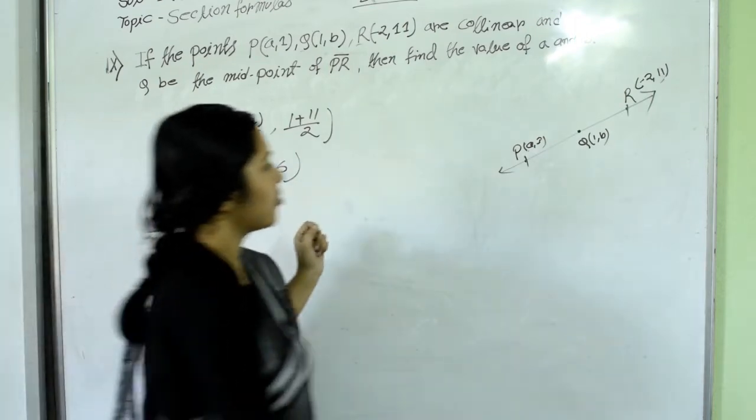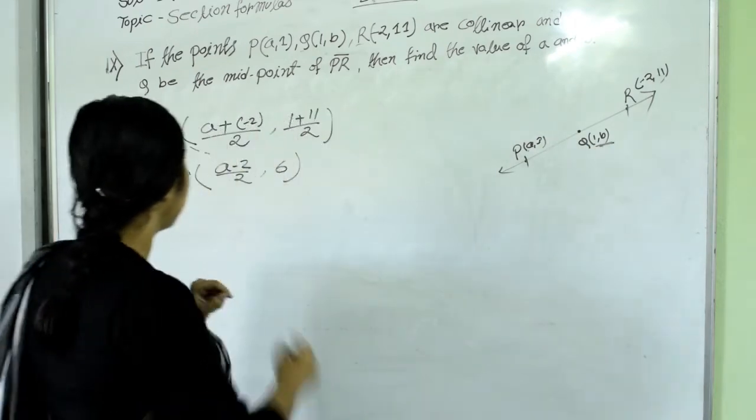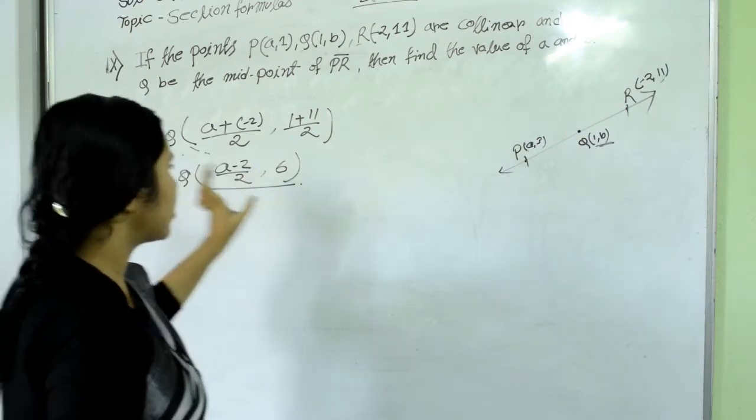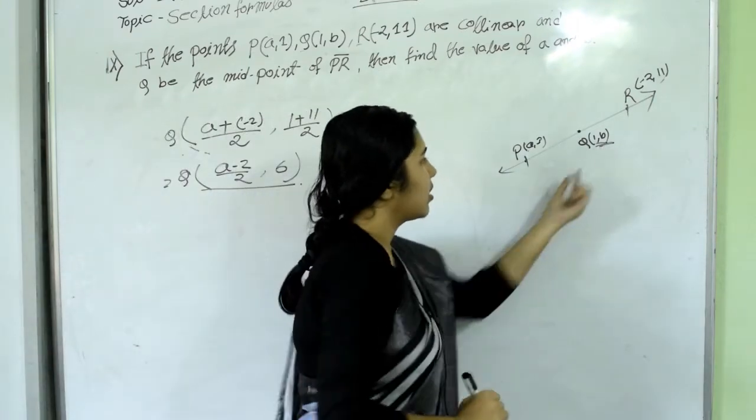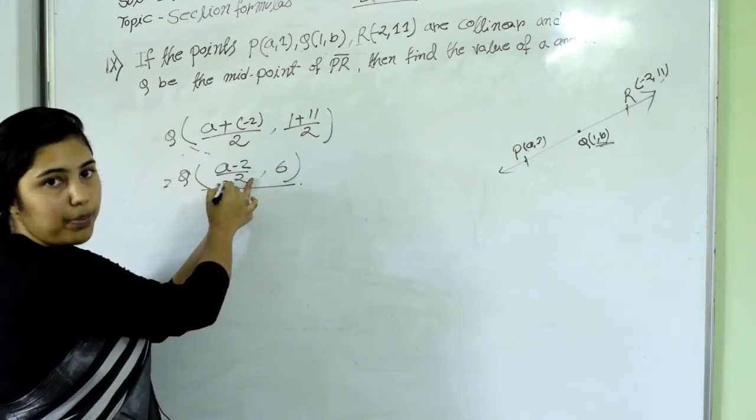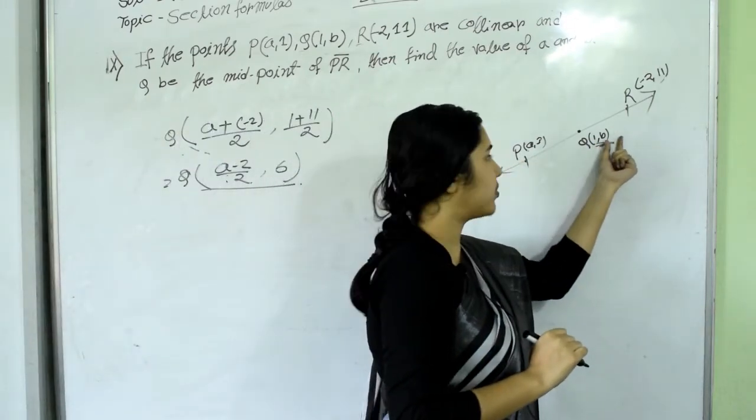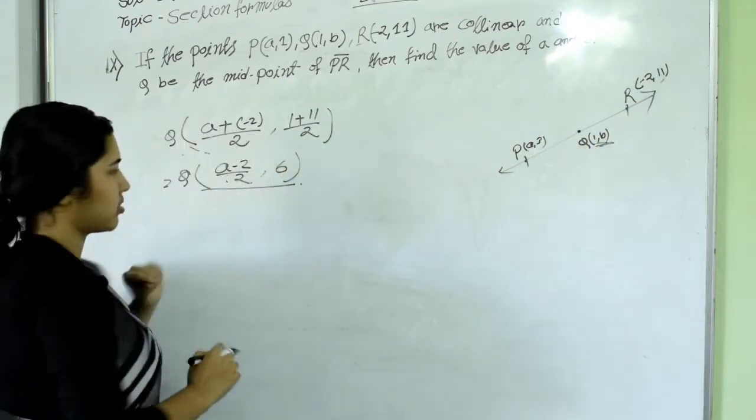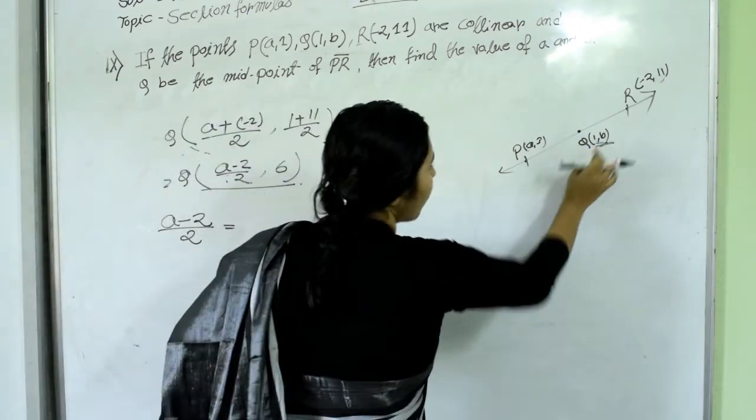6. Now the coordinate of Q is 1 comma B, and here the coordinate we get is A minus 2 by 2 comma 6. Now these 2 points are the same, right? Which means the x coordinate 1 is equal to the x coordinate of the point Q, which is A minus 2 by 2, and the ordinate of this point is B, which means B is equal to 6. So here A minus 2 by 2 is equals to 1.